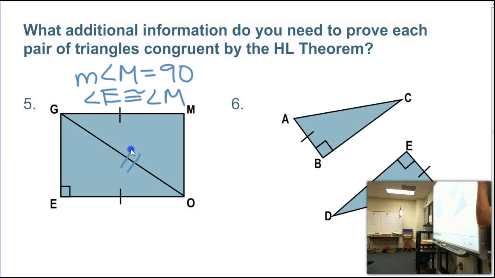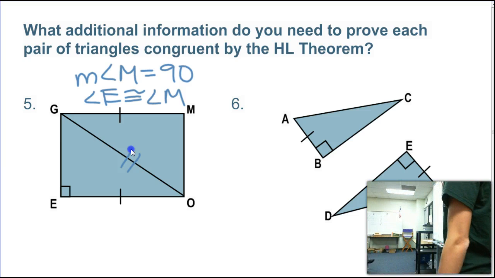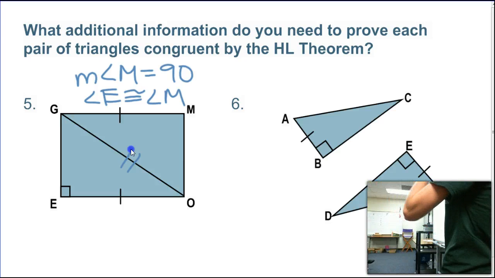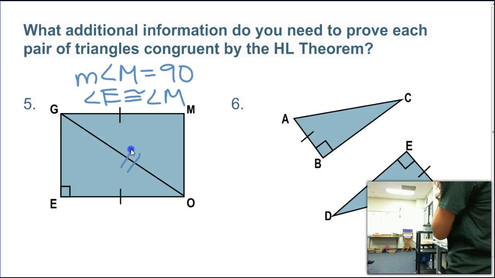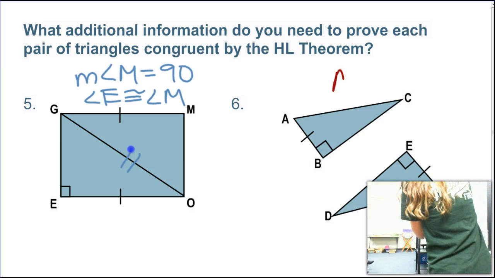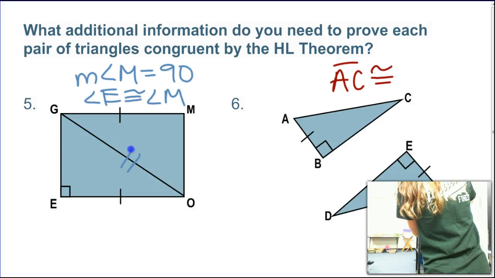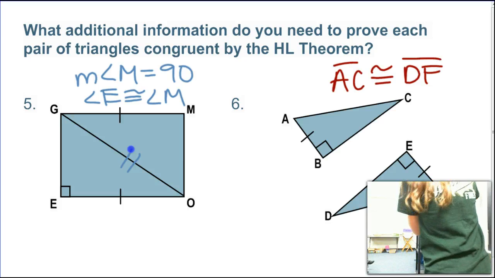You can't write, I need tick marks on blank. You need to write it in math language. What do you think, Sydney? Side, AC, side. Measure of AC is congruent to measure of DF. Okay, we don't have to put measure for sides, but yes, we would put segment AC needs to be congruent to segment DF. That's it.